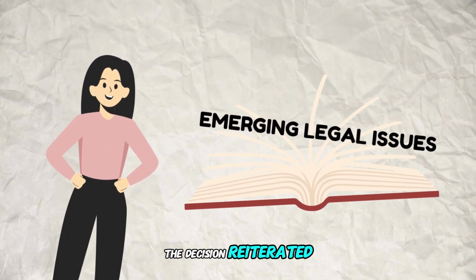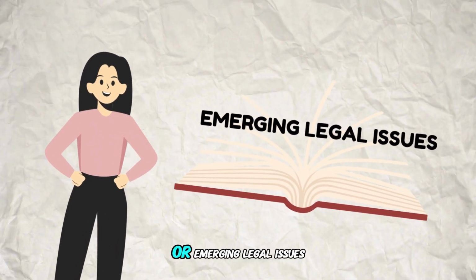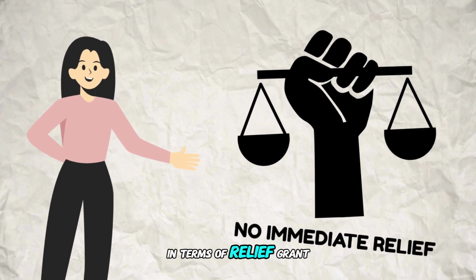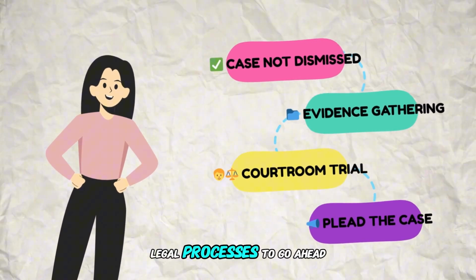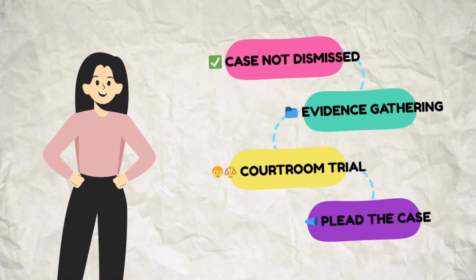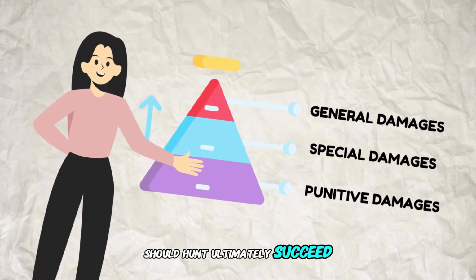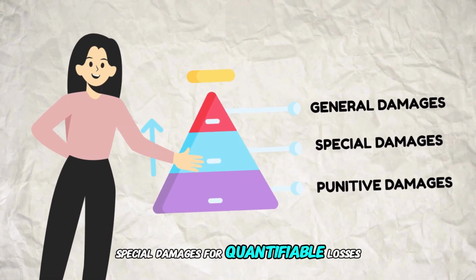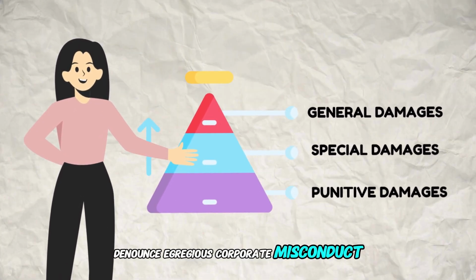The decision reiterated the idea that courts should allow the law to develop through full consideration of complex or emerging legal issues. The Supreme Court's ruling did not, in terms of relief, grant immediate remedies to the plaintiff. Instead, it essentially allowed the legal processes to go ahead and enabled the plaintiff to have an opportunity to present evidence and plead the merits of his conspiracy claim in court. Should Hunt ultimately succeed, textbook remedies could include general damages for pain and suffering, special damages for quantifiable losses, and even punitive damages to denounce egregious corporate misconduct.